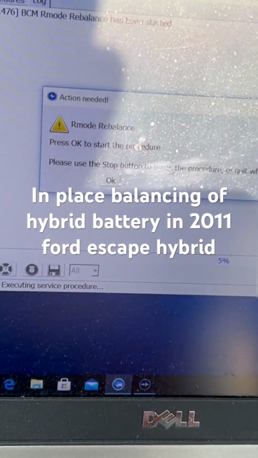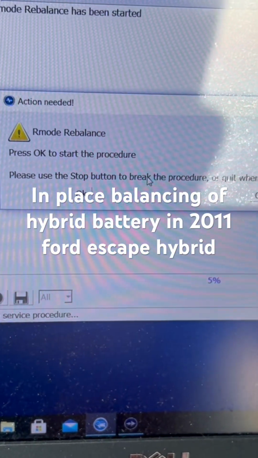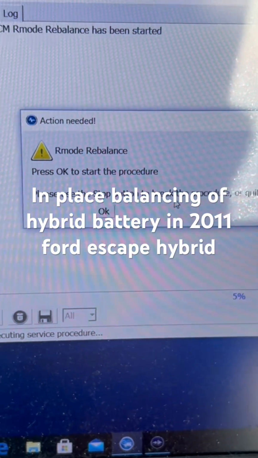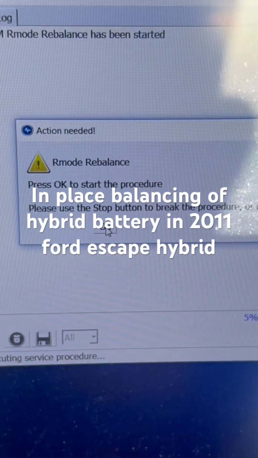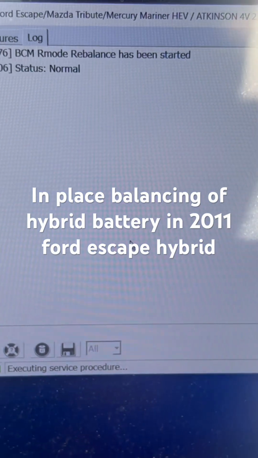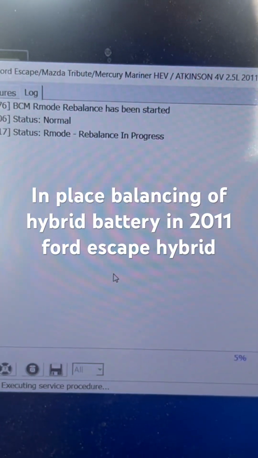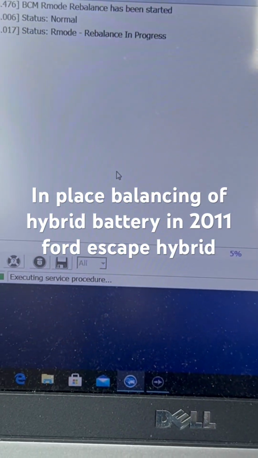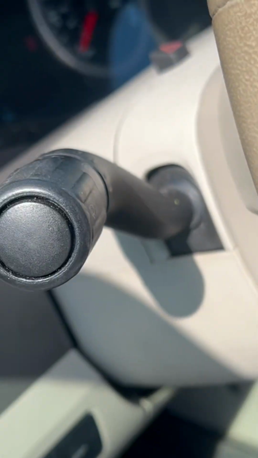I'm currently doing the BCM remote rebalance using FORScan. So it's now running and it's turning on the engine. Yep, engine is running.